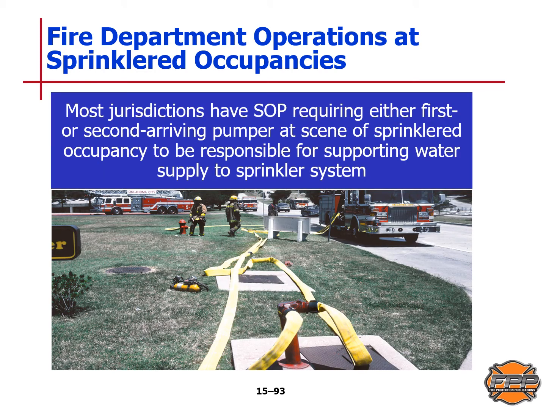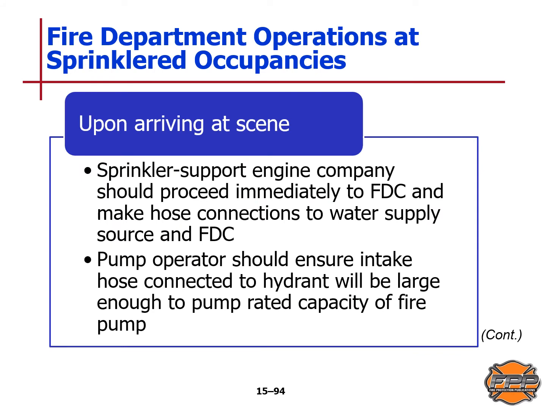Most jurisdictions have an SOP requiring either the first or second arriving pumper at the scene of a sprinklered occupancy to be responsible for supporting water supply to the sprinkler system. Upon arriving at a scene, a sprinkler support engine company should proceed immediately to the fire department connection and make hose connections to the water supply source and the fire department connection. The pump operator should ensure the intake hose connected to the hydrant will be large enough to pump the rated capacity of the fire pump.